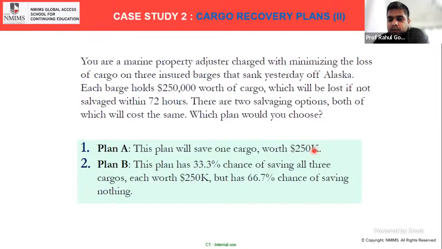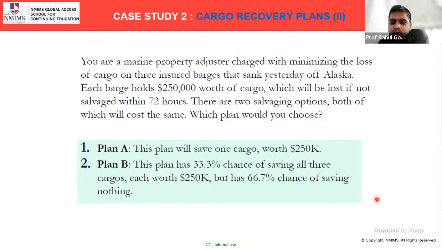Deepthi said B. What about Kumar and Purna? Purna said B. What about Kumar? So all three of you said B. Let's see who had a change of mind. Kumar earlier said D, and Purna also said D in the previous option. And I think Deepthi had said C. Now she has said B.